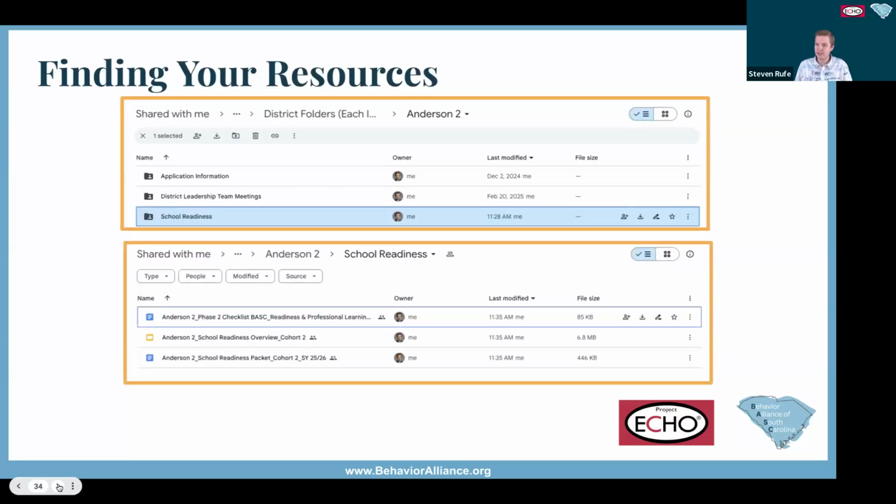So I used Anderson's folder to show you in your district folder in the shared drive. You now have a school readiness folder in there, and you have all three of your district-specific documents: the checklist, the actual presentation, and then the packets. The only note would be just remember that each school needs their own packet. So you only have one packet in there right now because I don't know how many schools you selected. So you're going to have to make copies of that document for as many schools as you have and need, because each school needs to complete their own readiness packet.